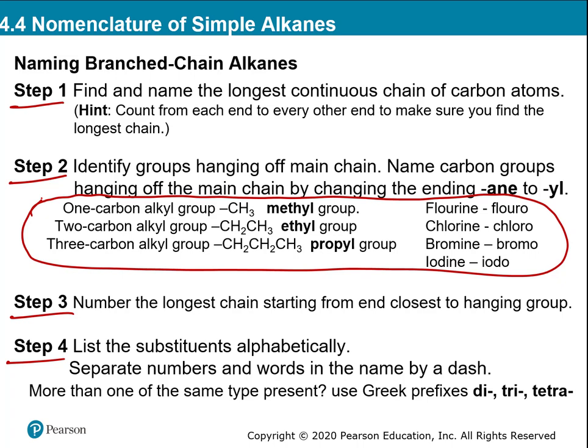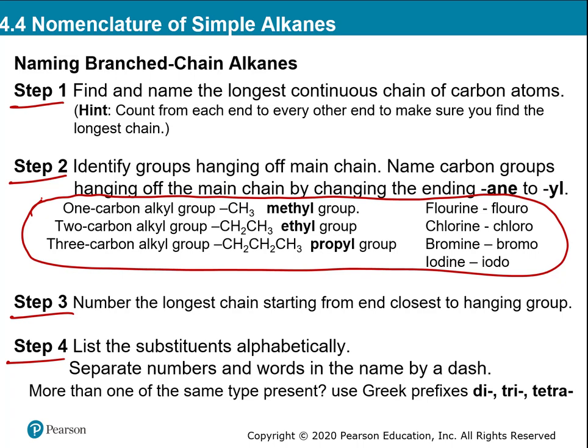Third thing, number the longest chain, starting from the end closest to that hanging group, the non-hydrogen hanging group. If you have more than one non-hydrogen hanging group, you always list them alphabetically, which is sometimes fun, and we'll practice them so they'll get a little bit easier. If there's a bunch of hanging groups and you're trying to do this in Mastering, they'd like you to use dashes between numbers and words.